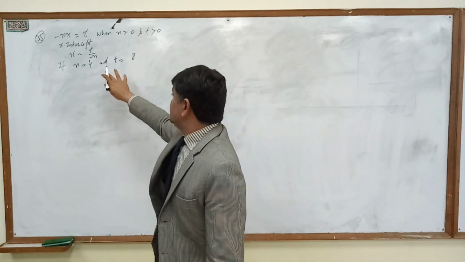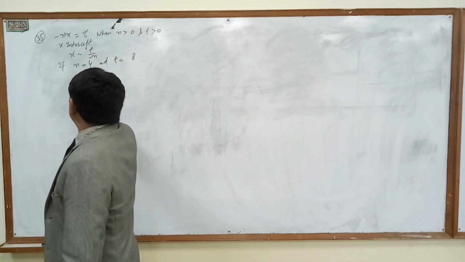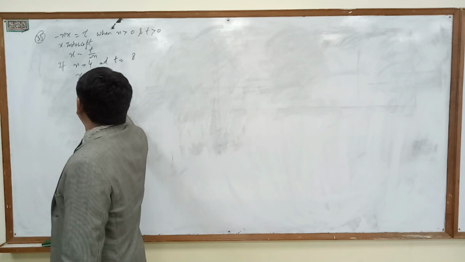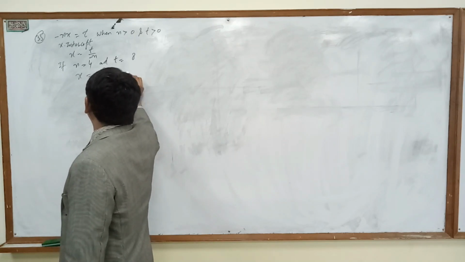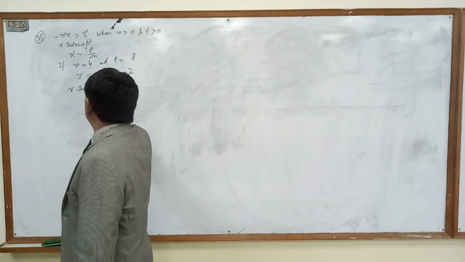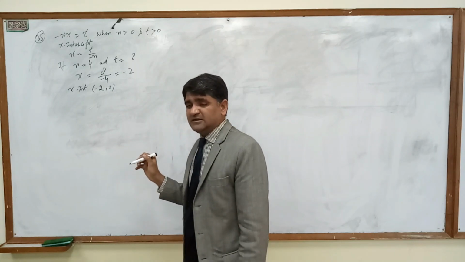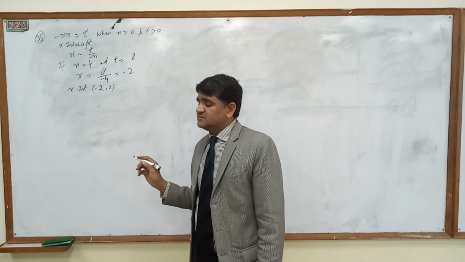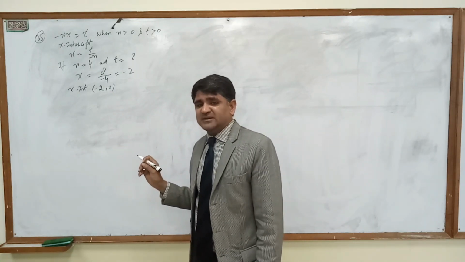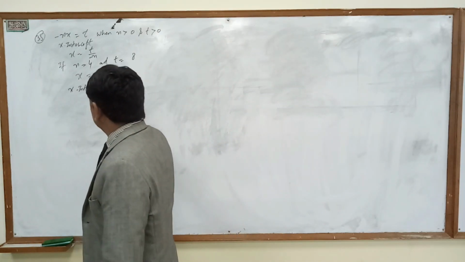Can we place these two values in the x-intercept? Yes. So x is equal to t is 8 and n is 4, so x is equal to minus 2. So the x-intercept is minus 2 and 0. Why are we placing 0 here? Because at the x-intercept, y is always equal to 0.